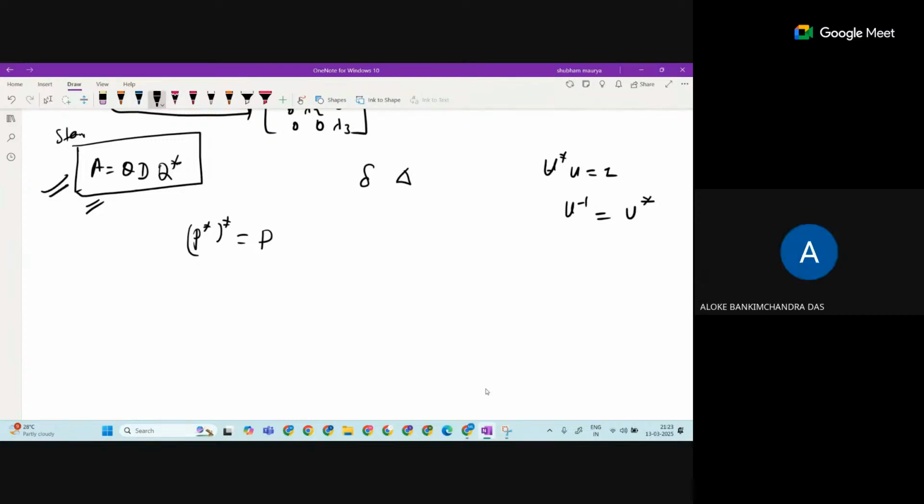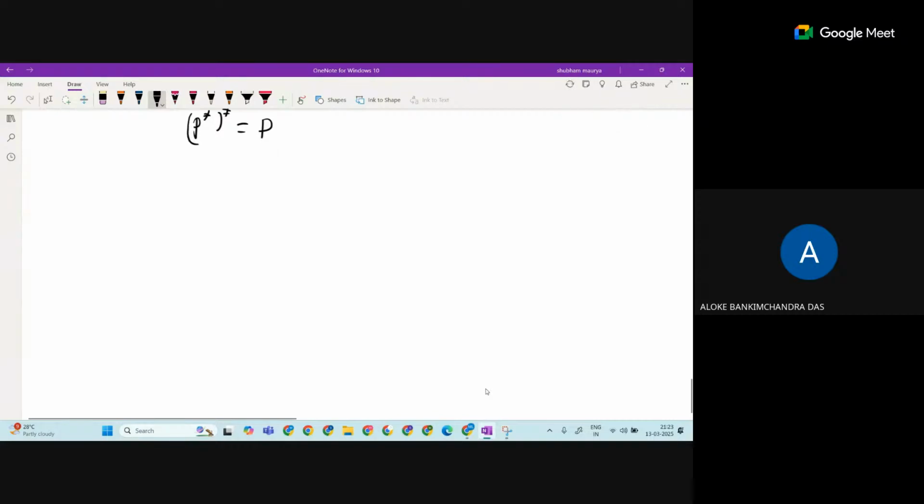So, sir, similar to this spectral theorem, you have got another one, Schur decomposition, isn't it? Is this the same as the spectral theorem or is it different? Yes, Schur decomposition is different. Many pronounce Schur theorem differently.